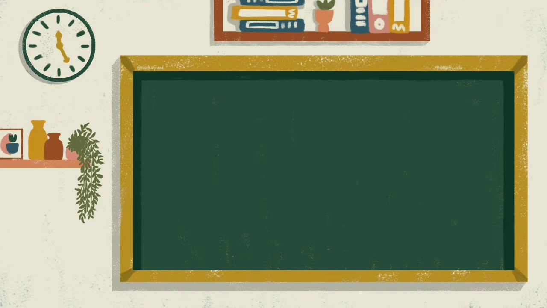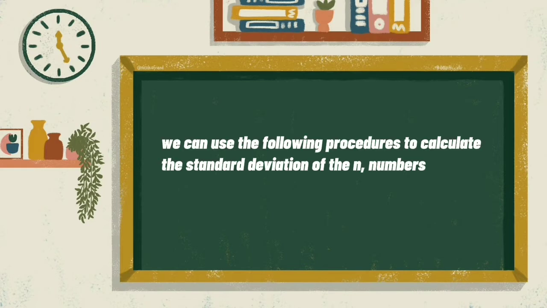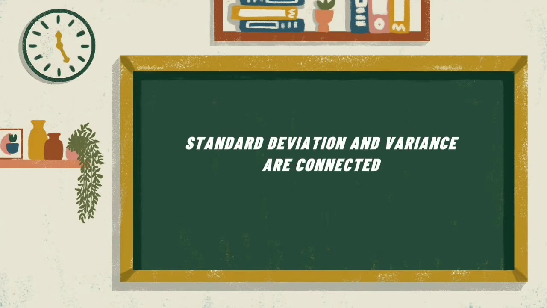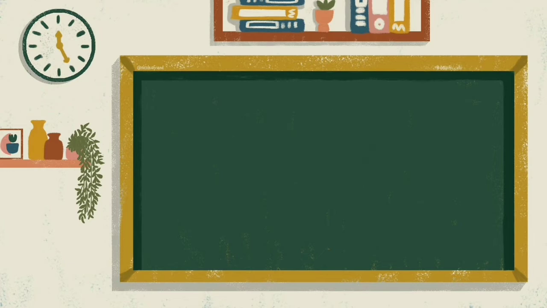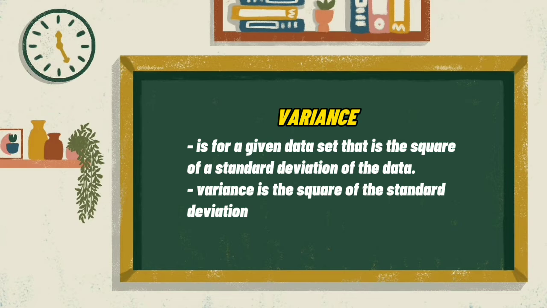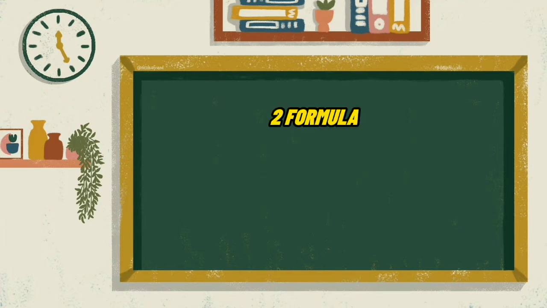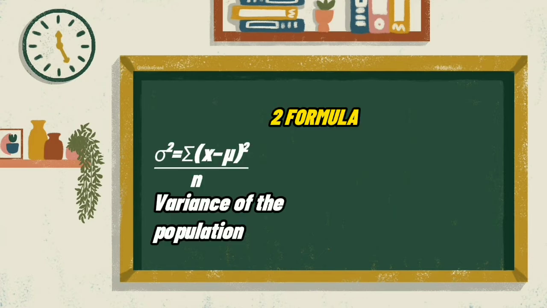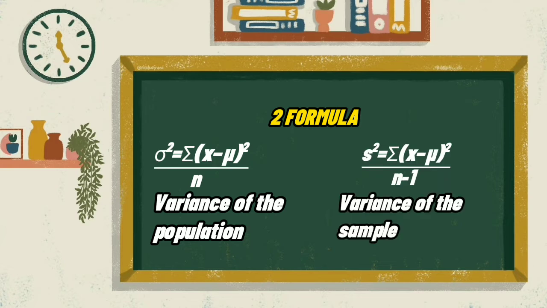For solving it daw, we can use the following procedure to calculate the standard deviation of n numbers. But before we proceed to solving the standard deviation, let us define the variance first, kasi standard deviation and variance are connected. Yung variance at saka yung standard deviation connected yan sila para dire-diretso na tayo sa solving. For a given data set, the variance is the square of the standard deviation of the data. We also have two formulas for variance: this one for the population and this one for the sample.